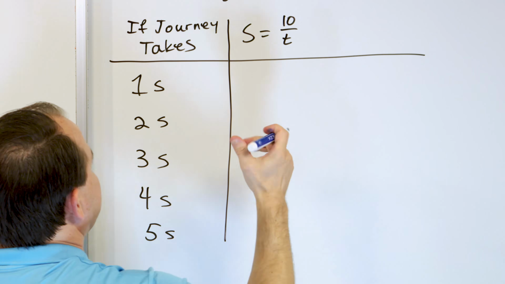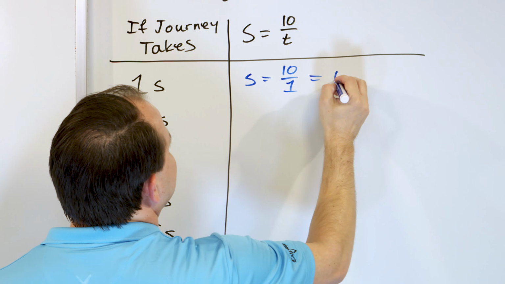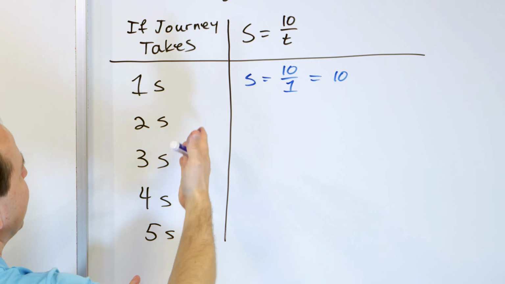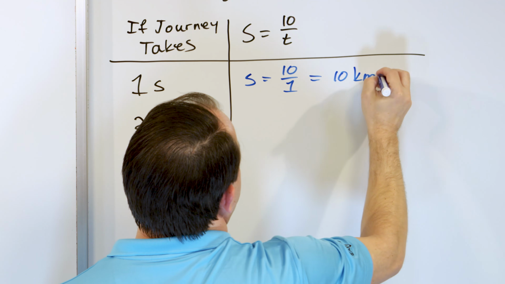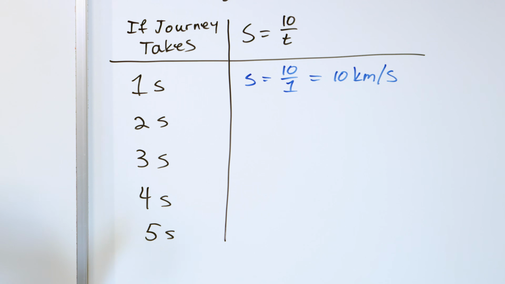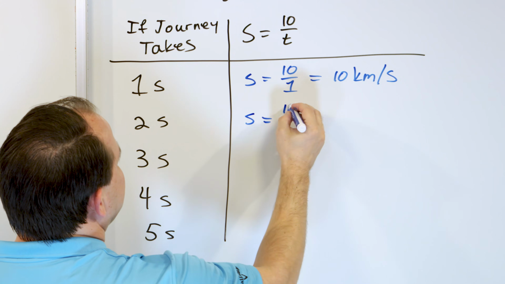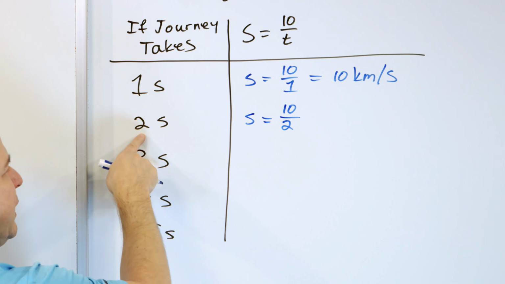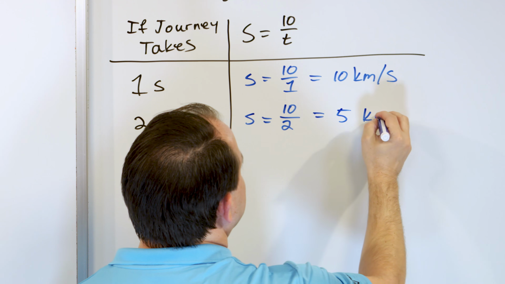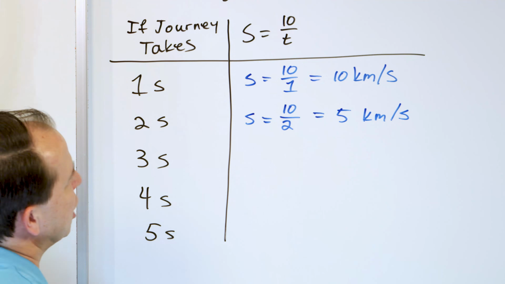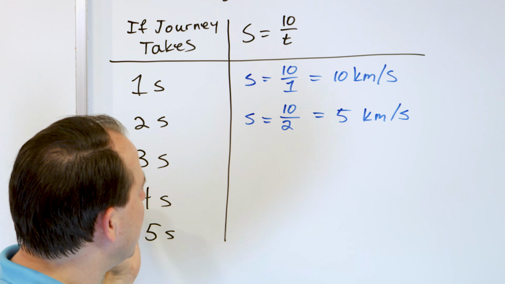All right, so we're going to go ahead and calculate this. The speed is 10 divided by the 1 second. So this is 10 kilometers per second. That's a speed, right? Doesn't matter what the units are. For the next one, I still went 10 kilometers, but it took me 2 seconds. So it took me longer, right? And so when I take 10 divided by 2, my speed turns into 5 kilometers per second. Notice that the speed is actually half because it took me twice as long to go that distance.